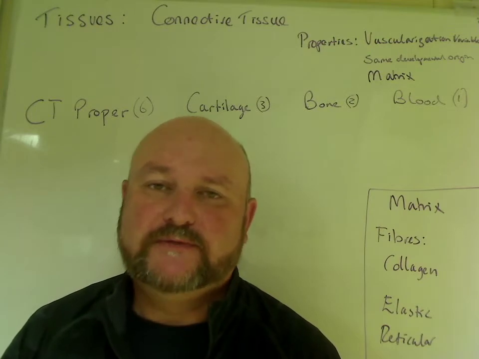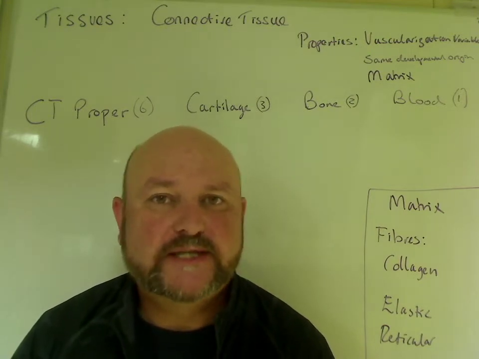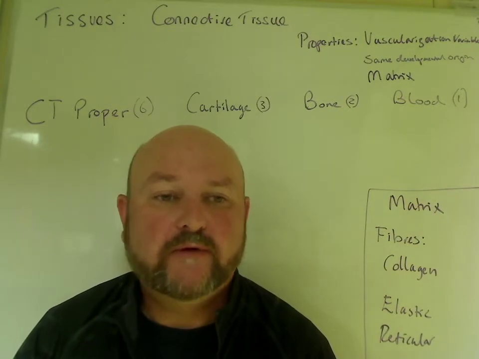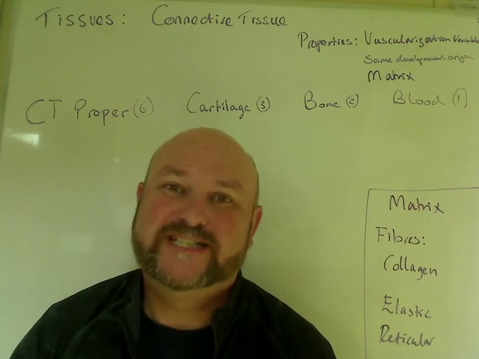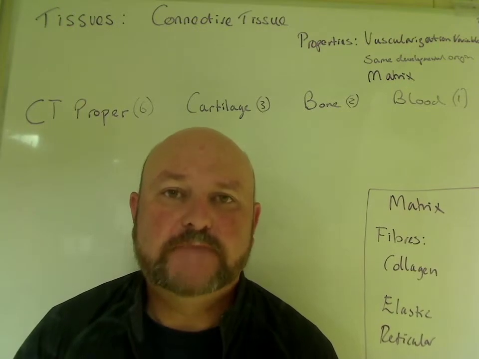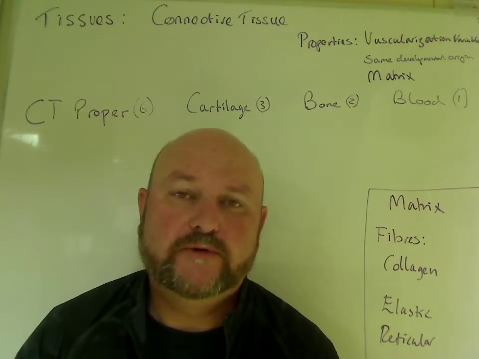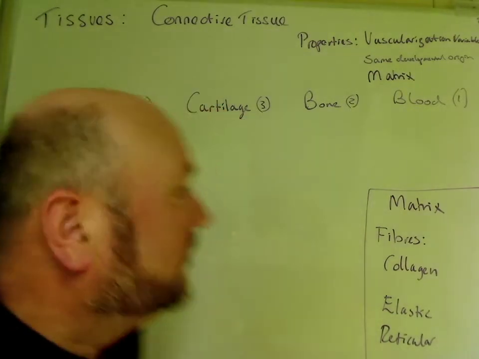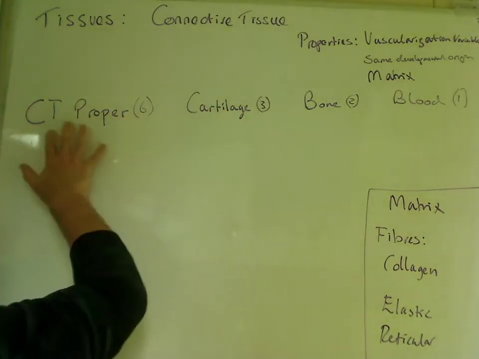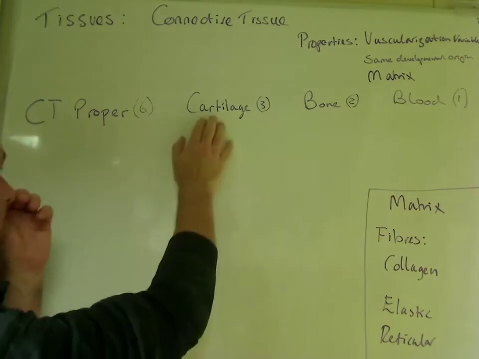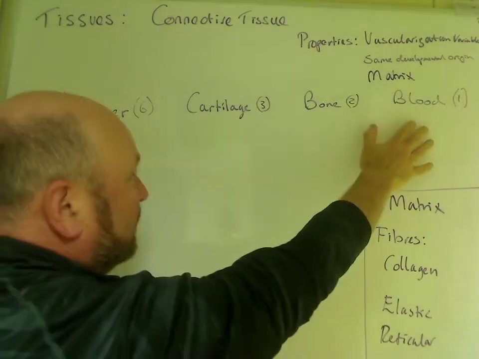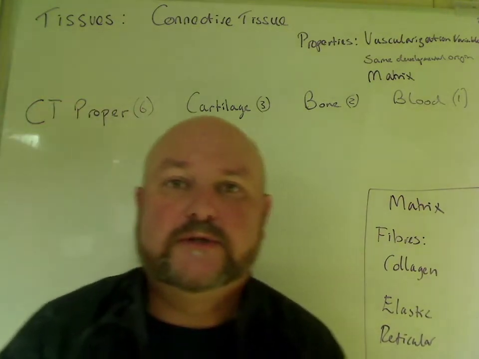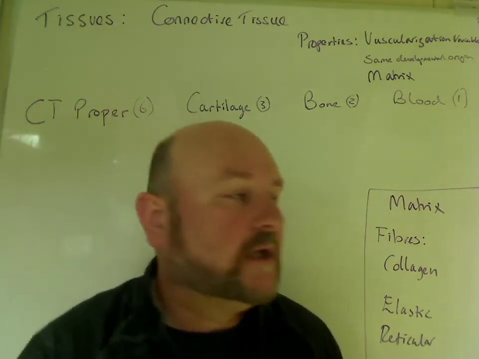So in connective tissue, as the term suggests, it's a connecting tissue type. However, not all connective tissue actually does this as its main job, so we can break them into four main categories. So on the board behind me, we have connective tissue proper, cartilage, bone, and blood. Blood being the only liquid connective tissue, only liquid tissue, indeed.